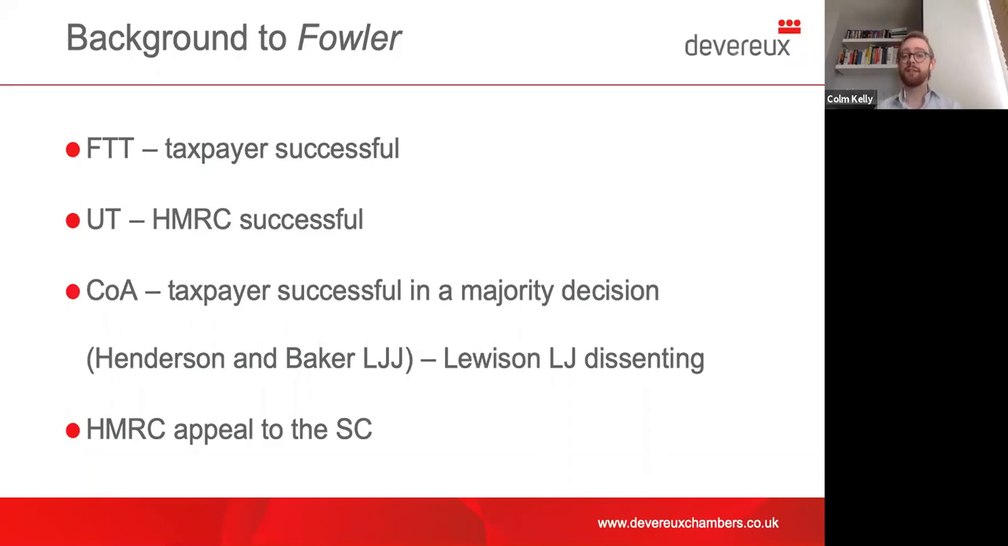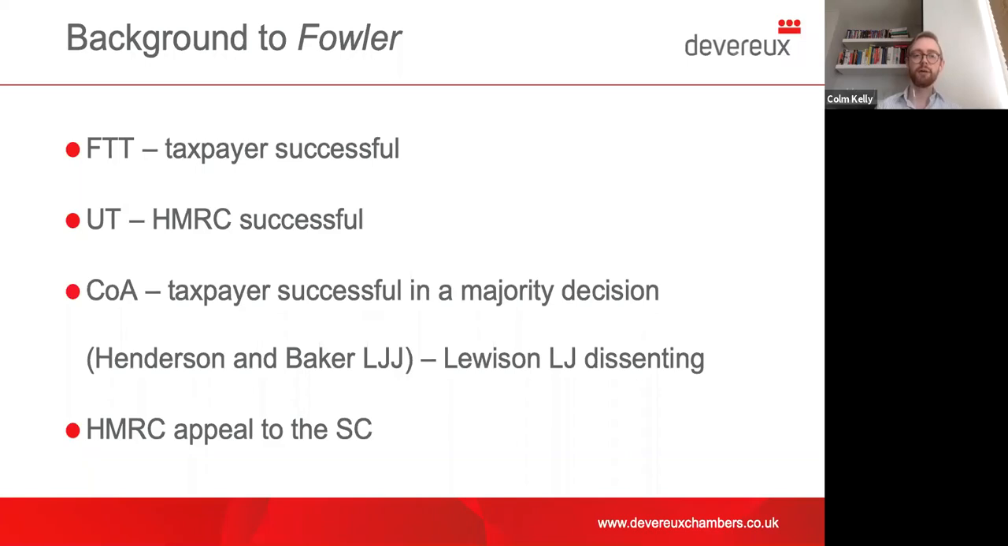So in the FTT, the taxpayer succeeded. Then we play the game of ping pong, where the Revenue was successful on appeal in the upper tribunal before Mr. Justice Marcus Smith. Then in the Court of Appeal, the taxpayer was successful, but by a majority, where Lord Justices Henderson and Baker agreed with him, but Lord Justice Lewison agreed with the Revenue. And then the Revenue appealed to the Supreme Court. And that's what Akash is going to come on to talking about in a moment.